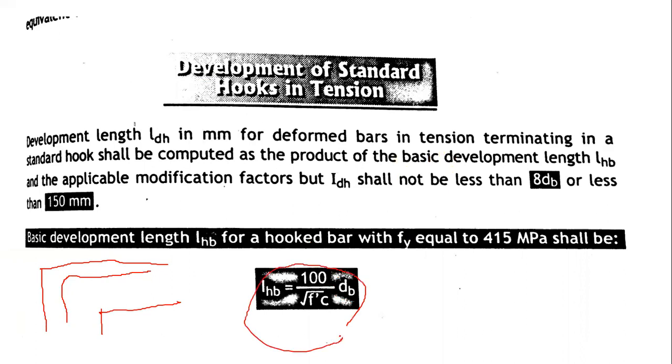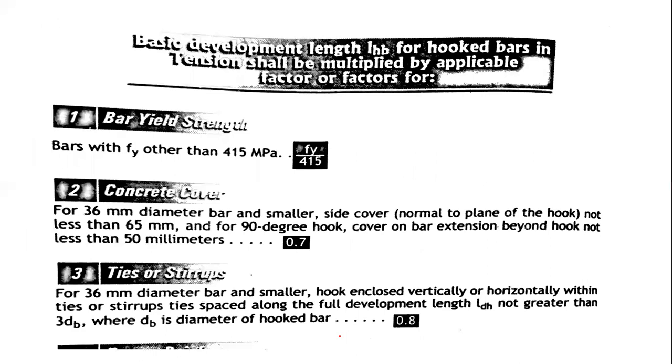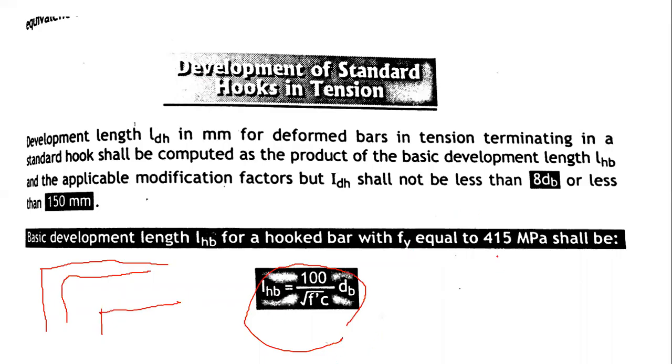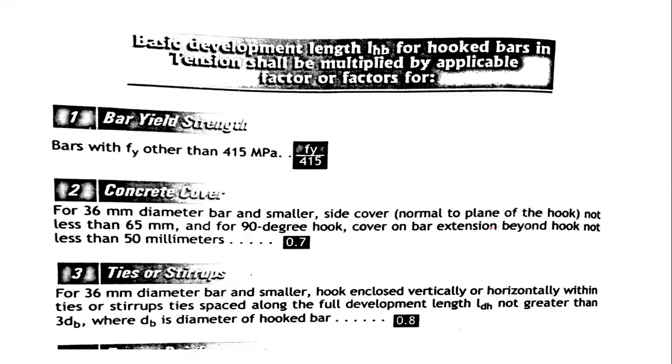100 dB over square root of Fc prime. That is if Fy is equal to 415 megapascal. In other words, if not, and this is the limitation, 8 dB or 8 times bar diameter. Kung yung bar diameter is 20 millimeter times 8 is 160. Okay, but not less than 150. Okay, 150 millimeter. So if other than 415, so magkakaroon lang ng factor. It is just like kung halimbawa, may ka 276, multiply ng 415, or divide ng 415, this will be the factor.